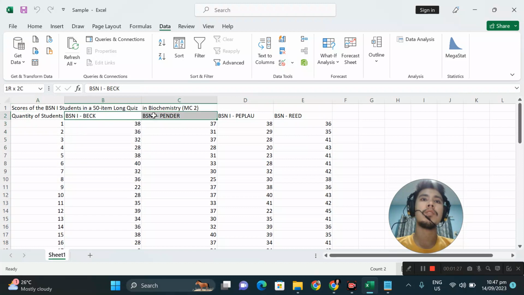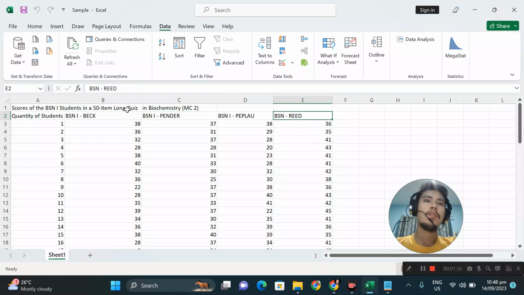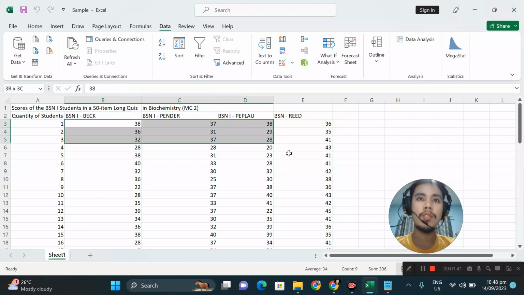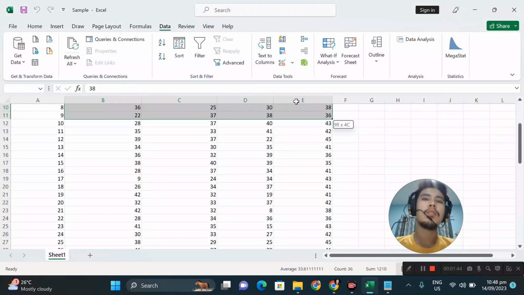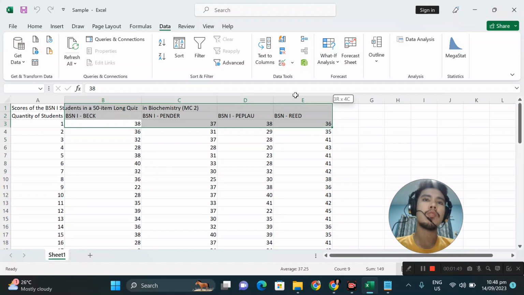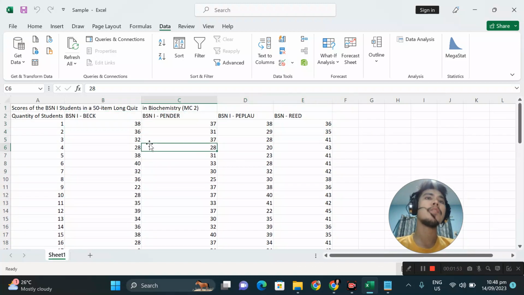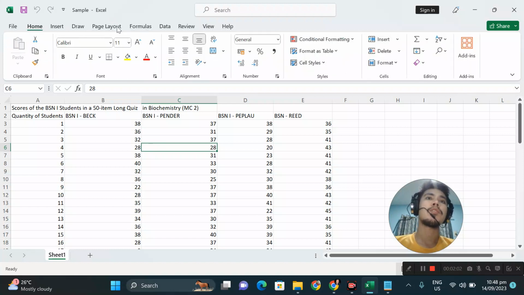And this row here, which is highlighted by my cursor, represents the names of the blocks or sections of the BSN1 students who are under my instruction for this semester. The values down to the bottom represent their raw scores in our 50-item quiz in our biochemistry class. So without further ado, I'm going to explore this amusing software, which we call the MegaStat software.